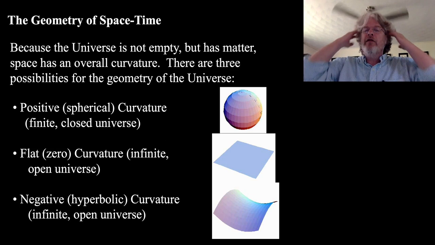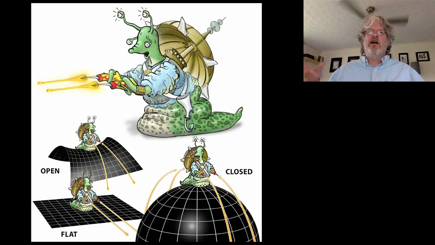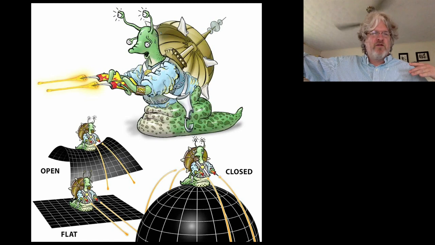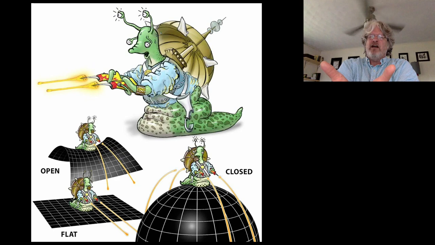And so you can think about tests to figure out what sort of universe you're in. It's just a fun slide. You can imagine being some alien shooting some lasers in one direction. In an open or a flat universe, it's infinite, so those lasers will just go on forever. In a closed universe, that light will come back around and hit you. Even though the light has always been going straight, the universe is curved back in on itself, and that light will hit you.